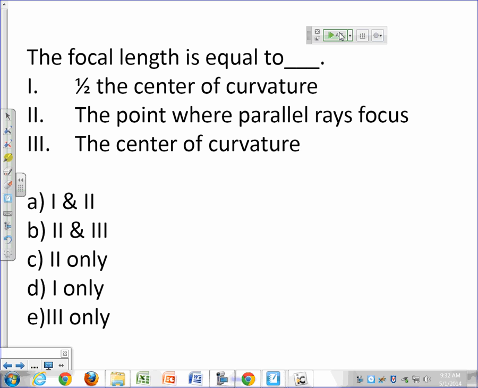The focal length is equal to which of these? Half the center of curvature, the point where parallel rays focus, or the center of curvature, or some combination of those? Let's stop at 50.